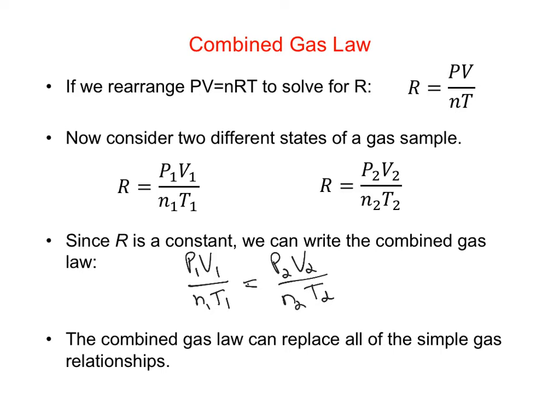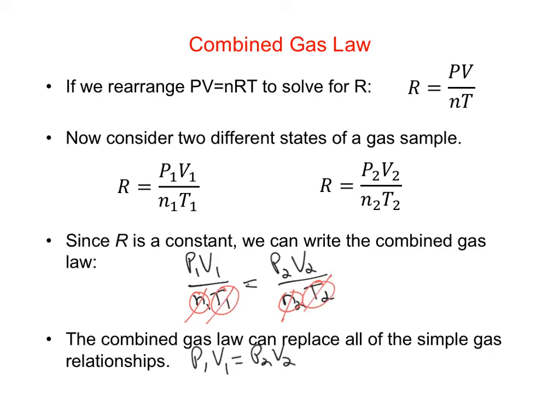So for example, Boyle's law, which tells us how pressure and volume are related, that is P1V1 equals P2V2. But when we use Boyle's law and we're looking at just the relationship between pressure and volume, the moles and the temperature have to be constant. So that means that N1 and N2 have to be the same, so they would cancel. And T1 and T2 have to be the same, so they would cancel.